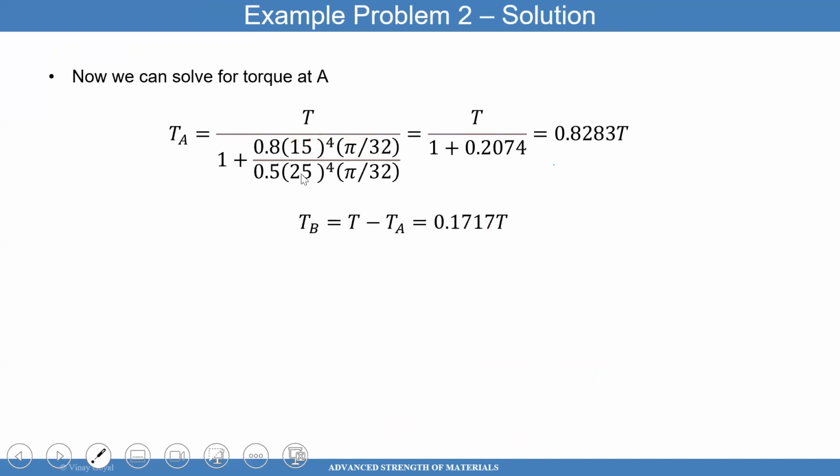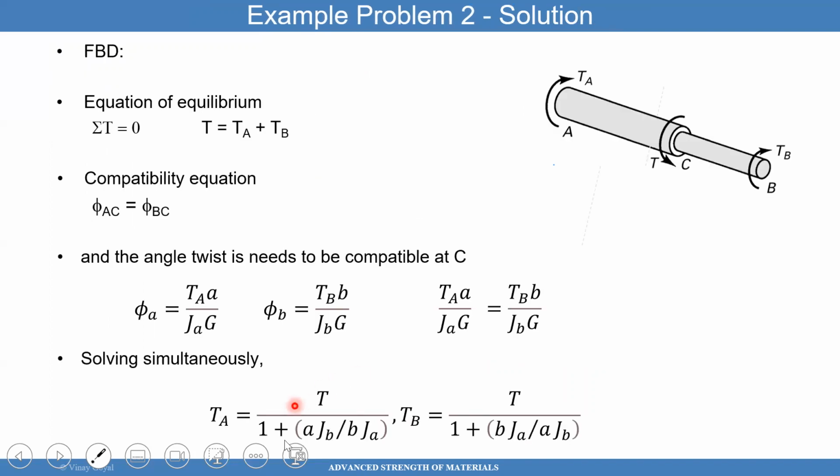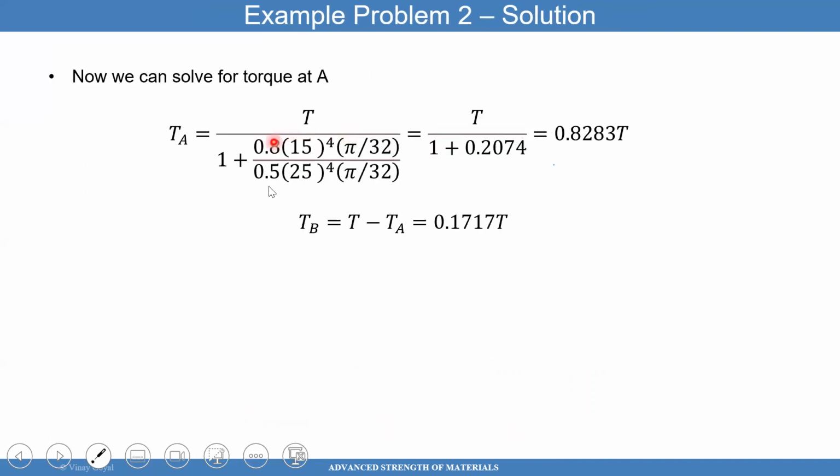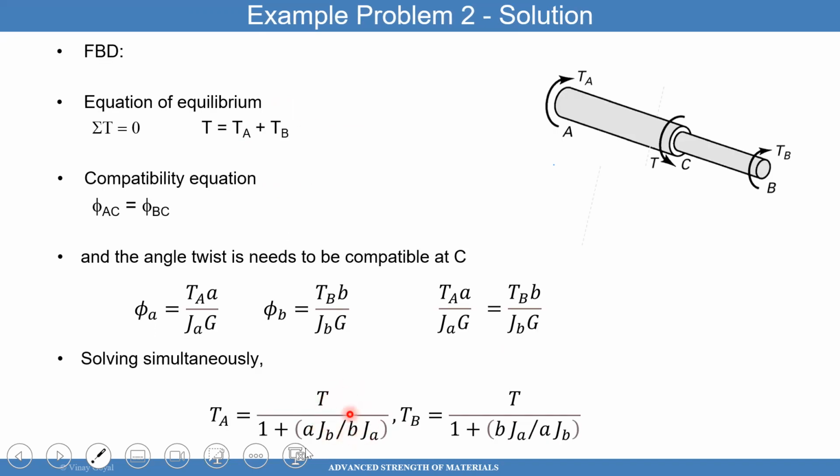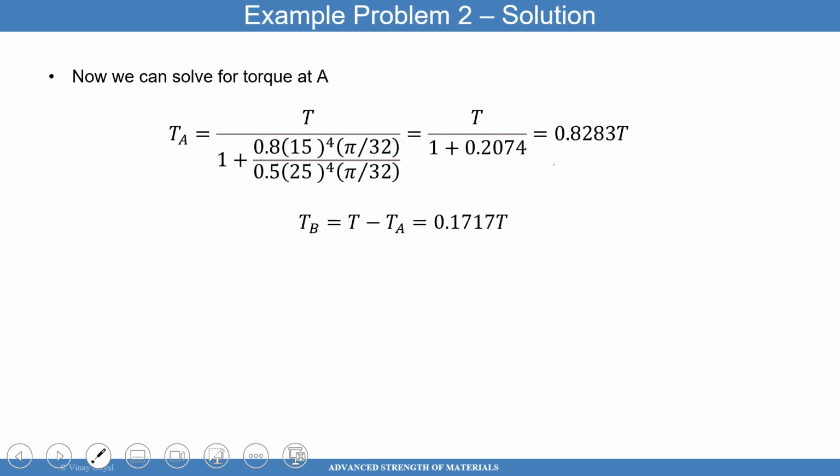And now I can solve for torque A. You can see that there. I know all the values here. I know all these values here. They're given to me in this case. So torque A can be solved completely, and I get 0.8283 torque T.